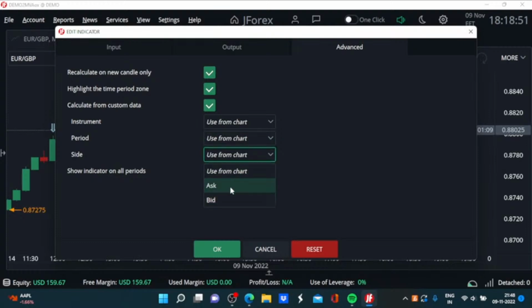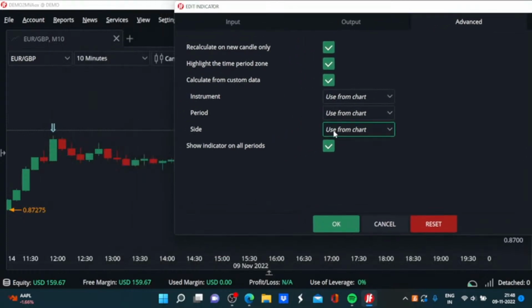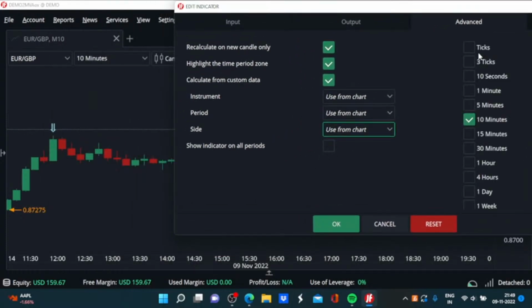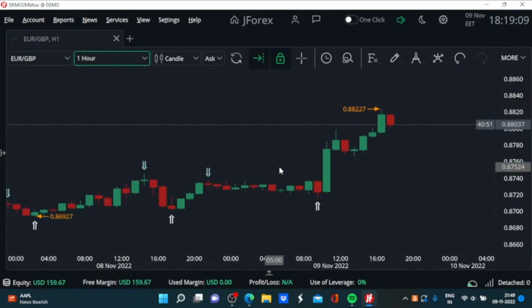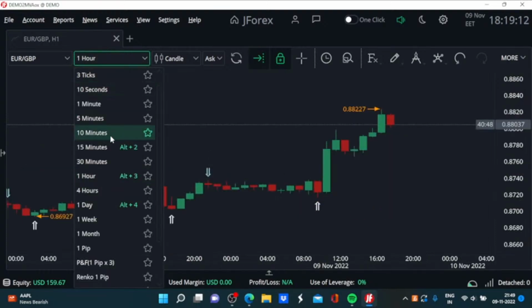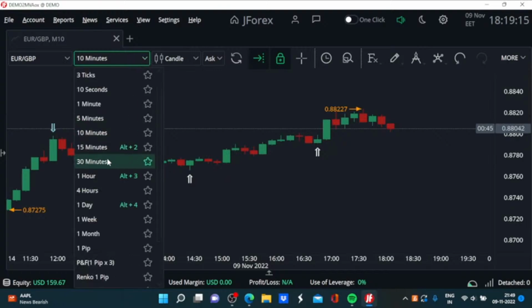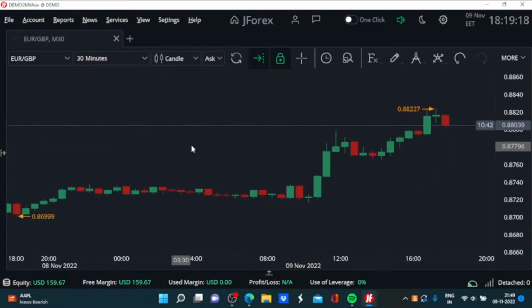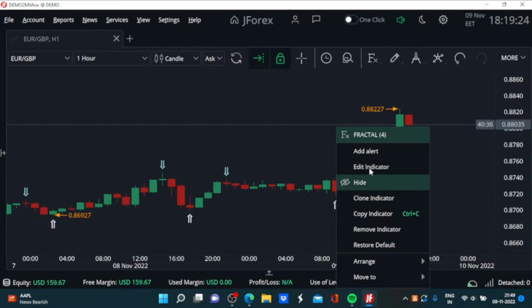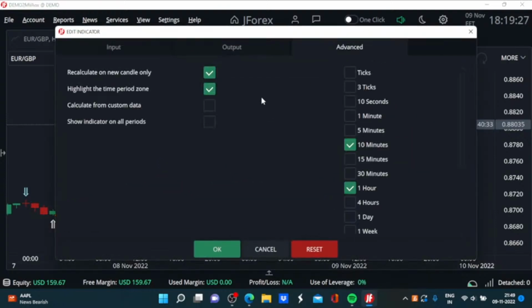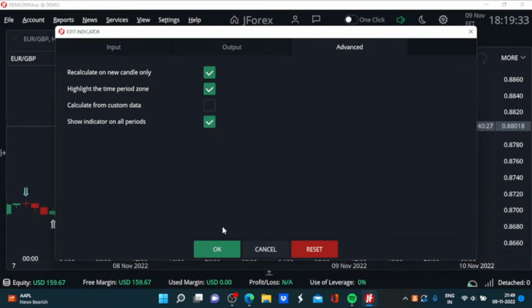The side can be ask or bid depending on which side of the spread you want to use. You can go for that. If you want the indicator to be available on all the candle periods, you can go for it, or else you can define on which time frame you want the indicator to be available, and only on those time frames this indicator is going to be available. So on the hourly and 10 minutes we will have this indicator plotted, but for other charting options we won't have this indicator plotted, as we have defined the indicator to be available only on these two time frames. Or if you want it back, all you have to do is check the option, tick mark, show indicator on all the periods.